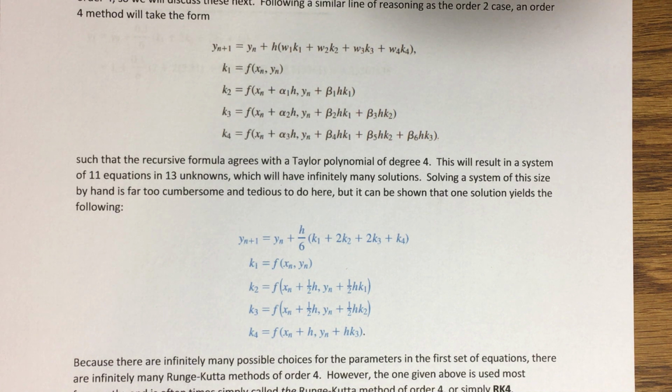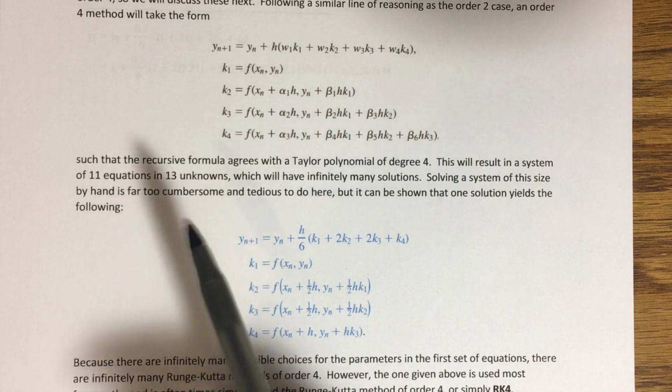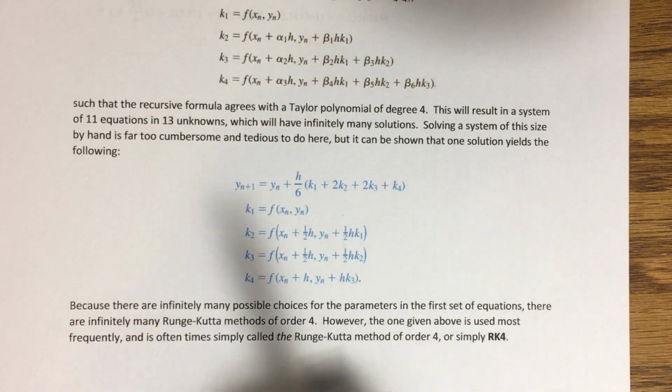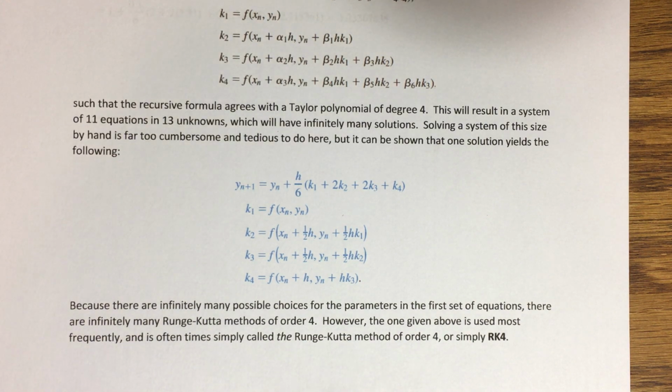Obviously, it can be done, but there's no way we're going to spend all of the time that it would take to go through that. It's not worth the time, okay? But obviously, it can be done. And because there are infinitely many solutions, that implies, once again, there's infinitely many Runge-Kutta methods of order 4.